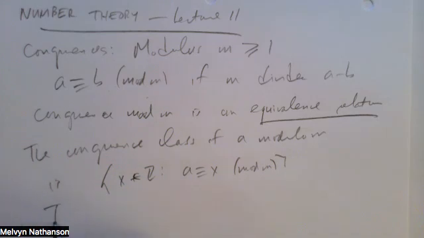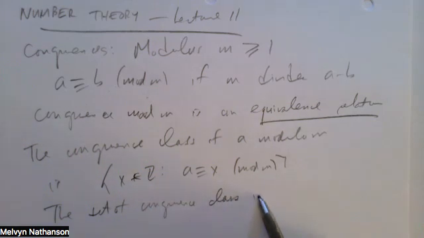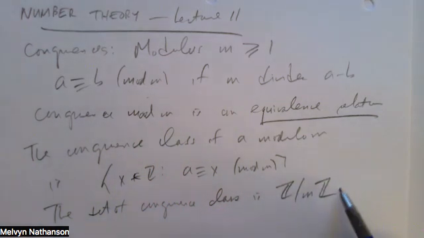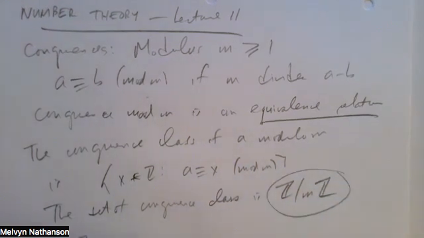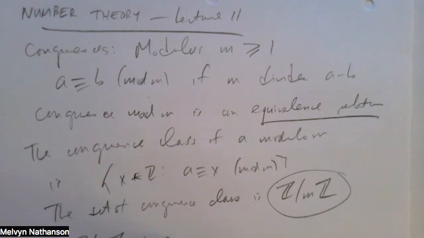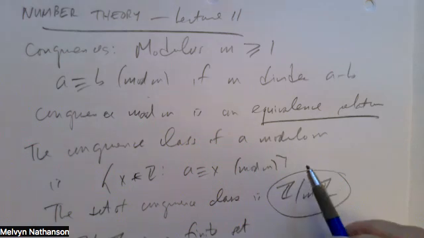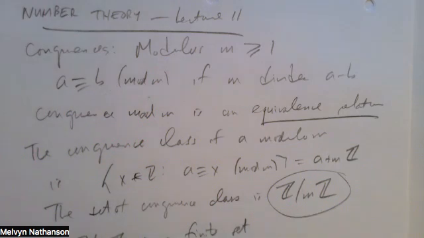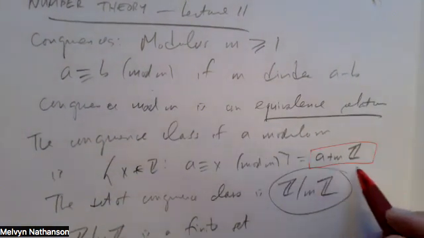And the set of congruence classes is denoted Z mod mZ. And this set is a finite set. We denote this congruence class by A plus mZ. This is all the integers which are congruent to A mod m.